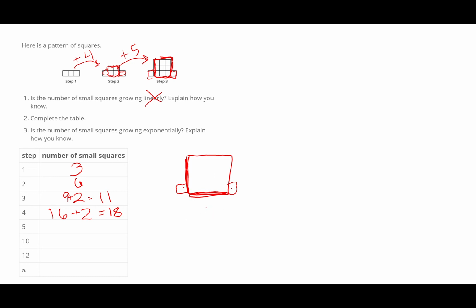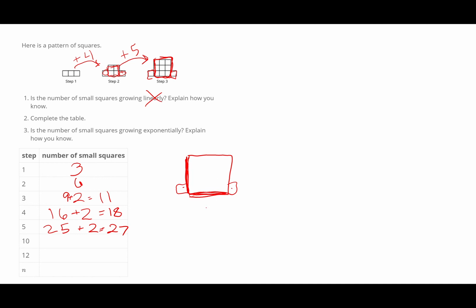For the 5th step, the center square would have 5 by 5, or 25 squares, plus those 2 extra ones on the left and right, so we have 27.